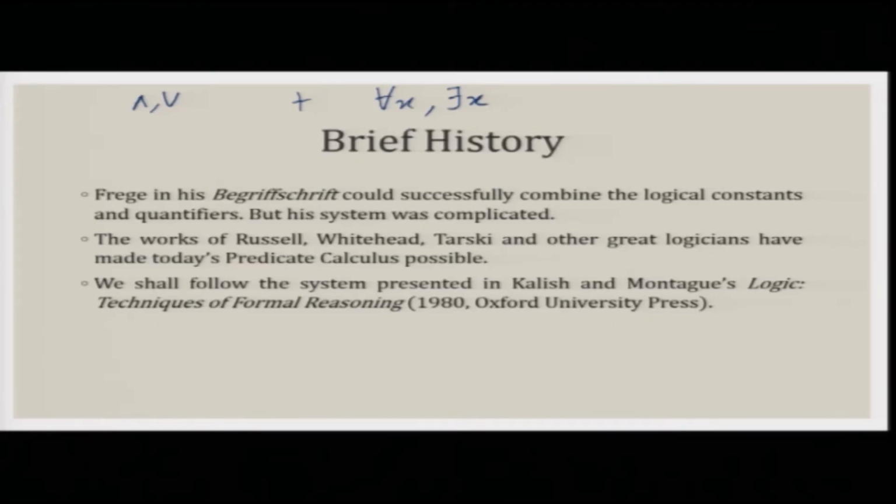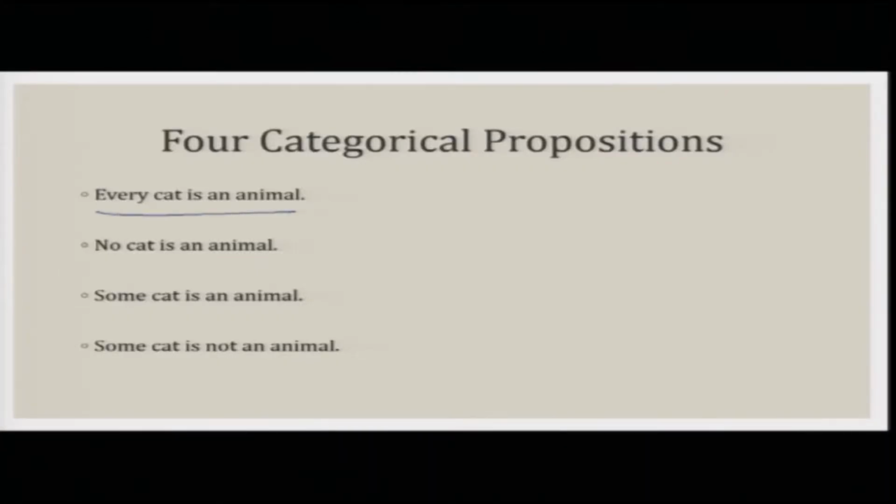We shall follow the system presented in Kalish and Montague's Logic, Techniques of Formal Reasoning, that is this text. We could have followed some other system, but since we are doing Montague semantics, we will follow the Montague system. Now we know that in Aristotelian logic we have four categorical propositions: every cat is an animal, no cat is an animal, some cat is an animal, and some cat is not an animal. So these four are categorical propositions.